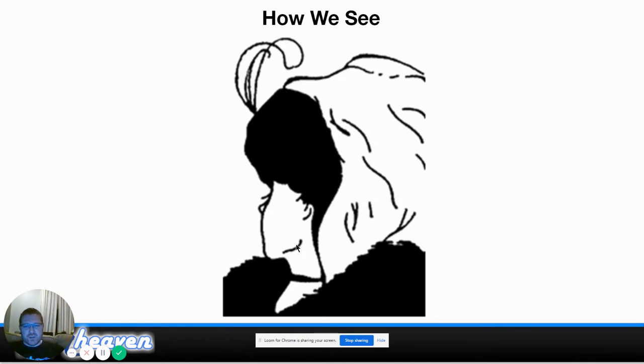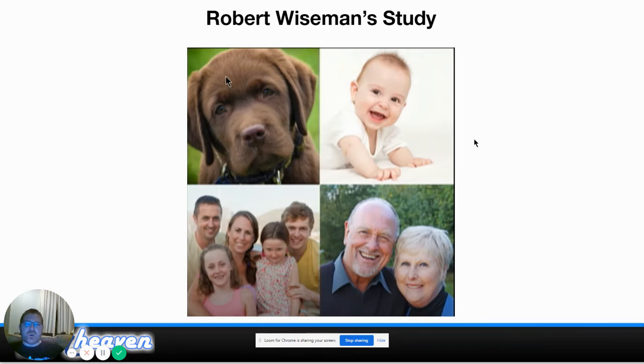This here is her nose, and this is her mouth. Okay, and this is like her hair or something, and that is like a hood. But you cannot see the old woman and the young woman at the same time. The whole point of this is that when we see things, we only look in one dimension at one time. We can flip from the young woman to the old woman, but we can only see one of them at the exact same time. So how we see really makes a big difference.